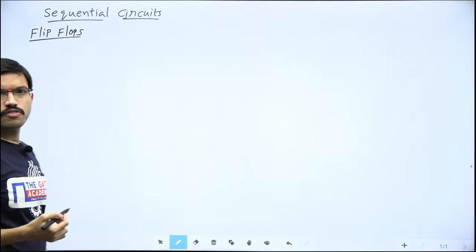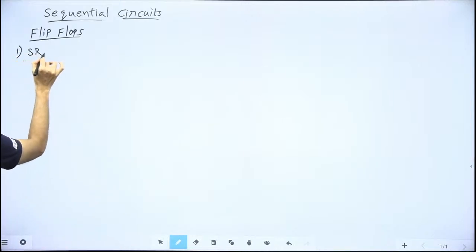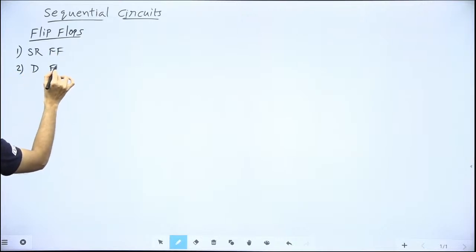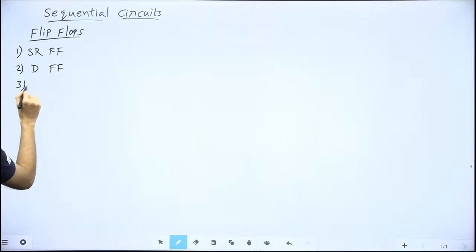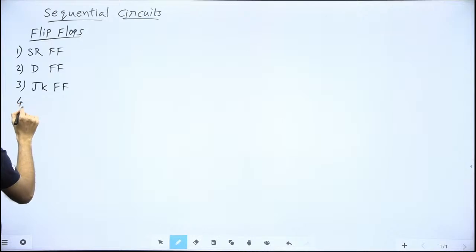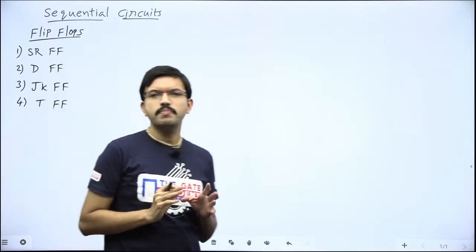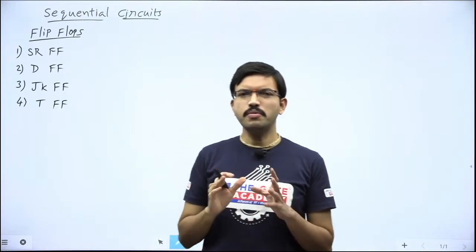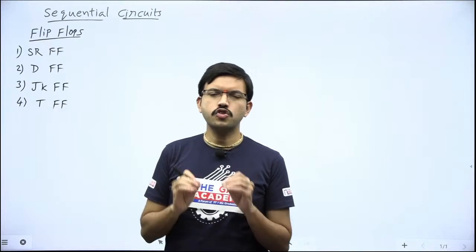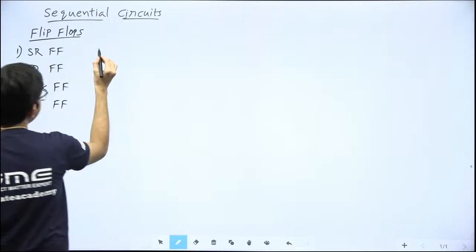We have 4 types of flip-flops. One is SR flip-flop, second is D flip-flop, third is JK flip-flop, and fourth is T flip-flop. For these 4 flip-flops, you have to remember the characteristic equations. If you remember the characteristic equations of these flip-flops, you can solve any question related to flip-flops. So just write down the characteristic equations.